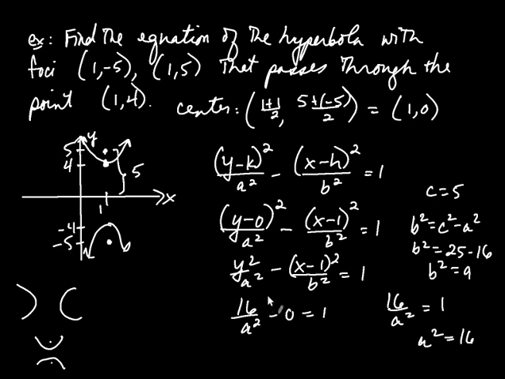So I know my a squared, I know my b squared, so my equation is going to be y squared over 16 take away (x minus 1) squared over 9 is equal to 1. Okay, now that'd be my equation.